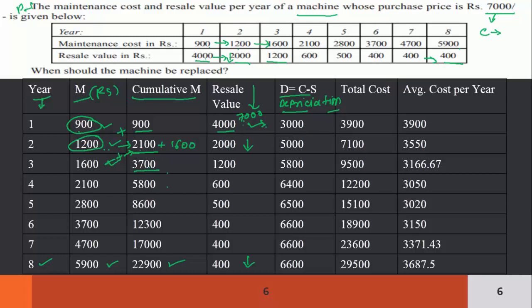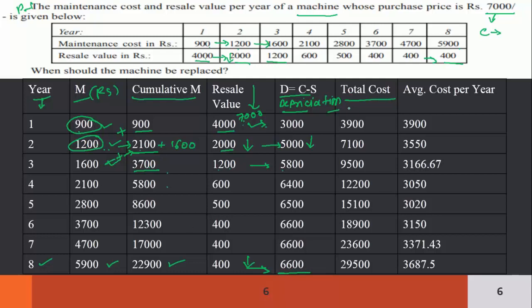Similarly, for the second year, suppose the resale value is 2000 and our initial cost is 7000, then our depreciation is 5000. So depreciation increases as the years pass. For the third year, similarly we calculate 7000 minus 1200, which becomes 5800. And for the last year, the 8th year, when we subtract 7000 minus 400, we get a depreciation of 6600.